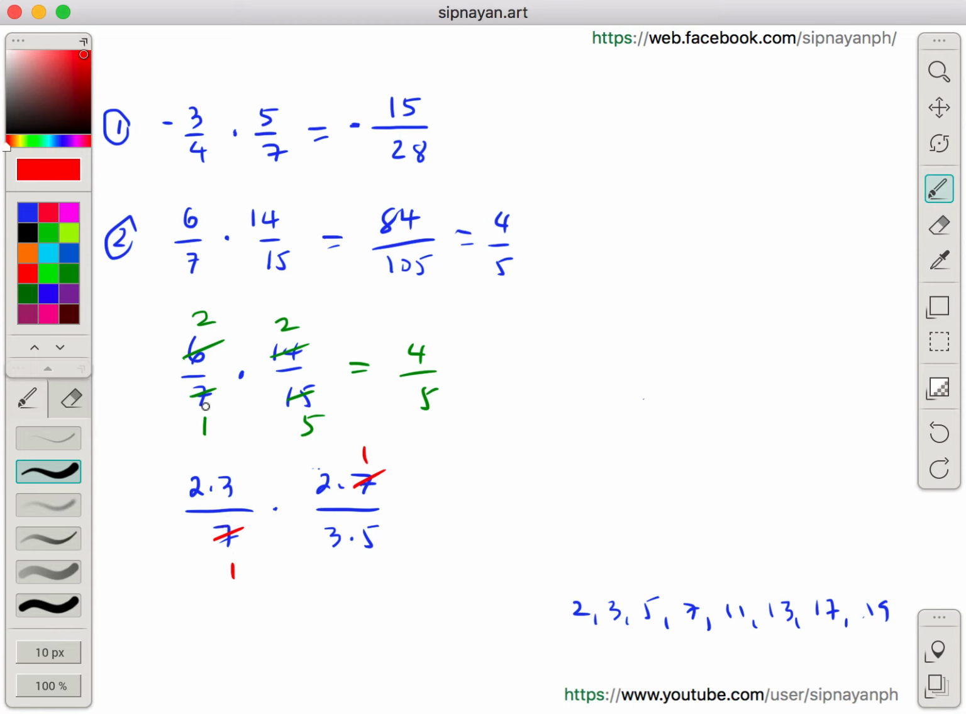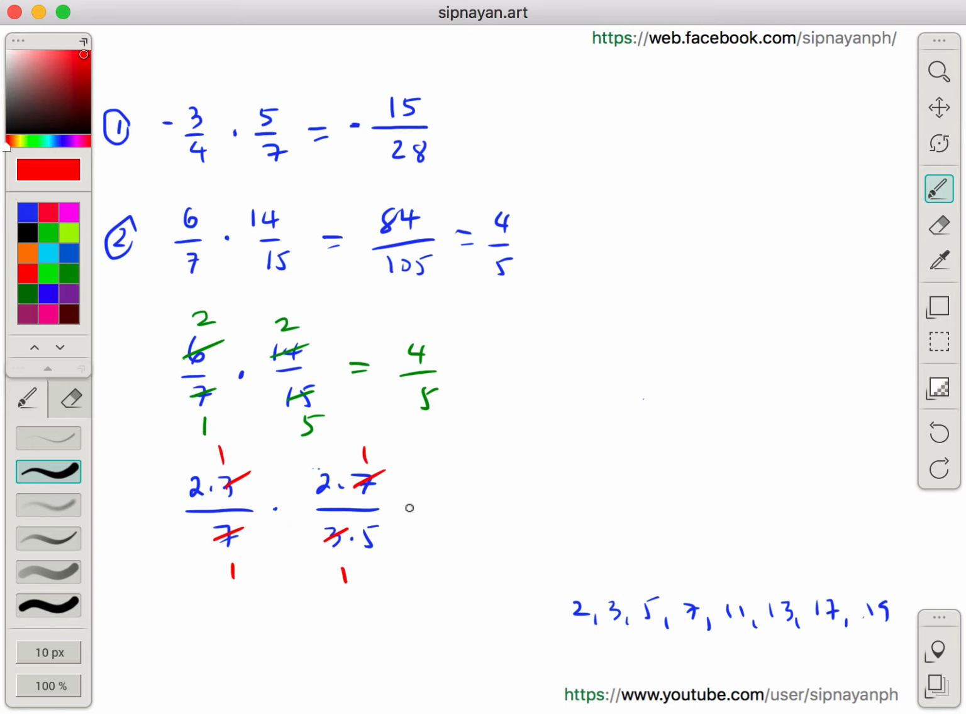Katulad ng ginawa natin dito. 7 divided by 7 is 1. 14 divided by 7 is 2. Importanteng lagyan ng 1 kasi usually pag nagkakamali yan, minsan nagiging 0 siya. Pag nawala lang natin ang number, ang nilalagay 0. Pero actually, meron yung 1. So, 3 at saka 3, lagyan din natin ng 1.